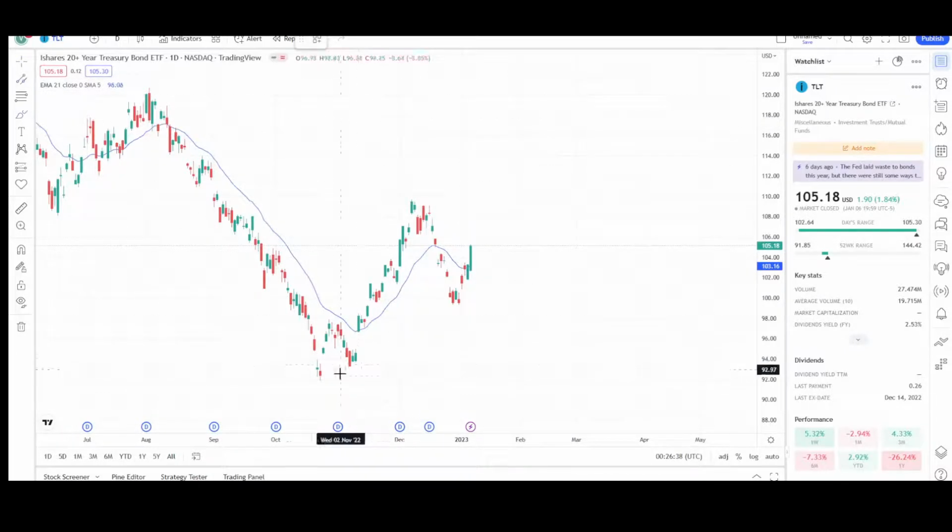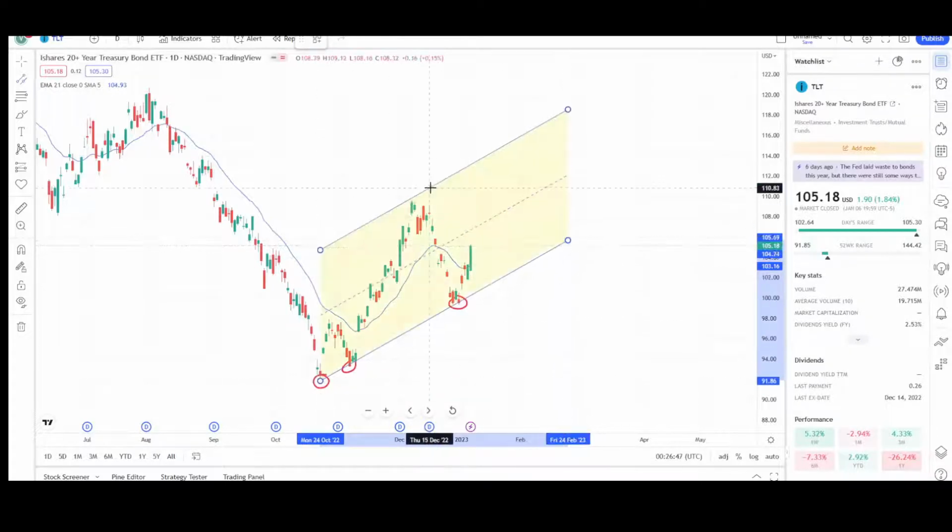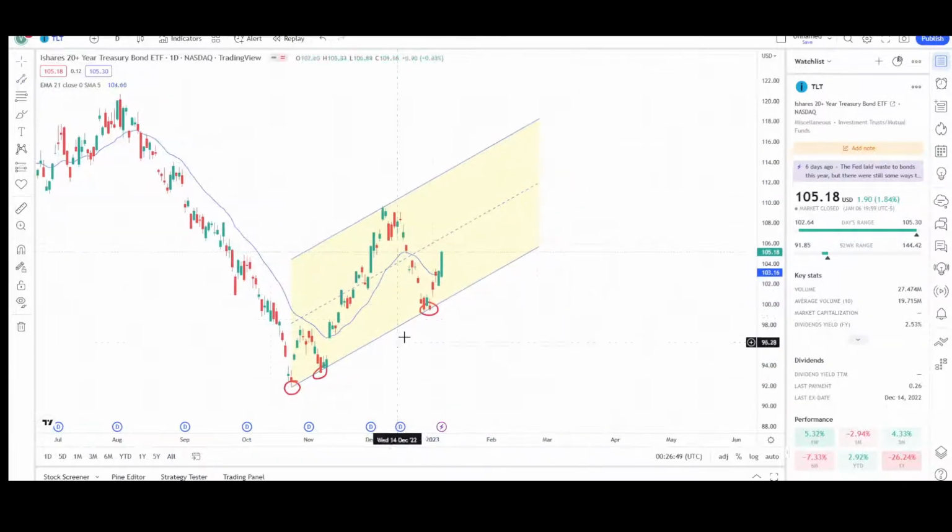Well, it looks like it made this low point and then a higher low, and this could be a possible higher low too. So if I connect the swings, it could be the market forming some type of channel. So if it's forming some type of channel, then there's a long way for it to move higher.